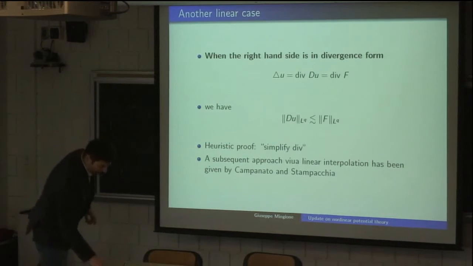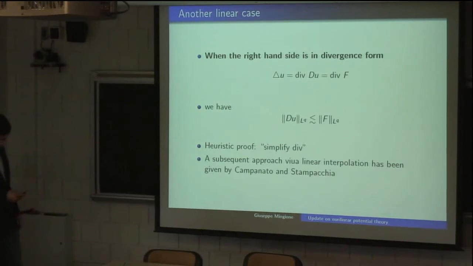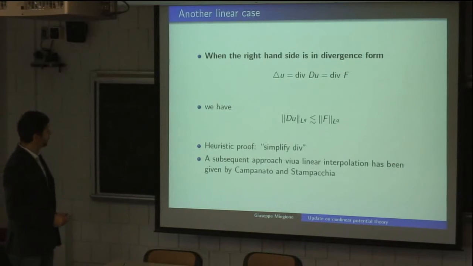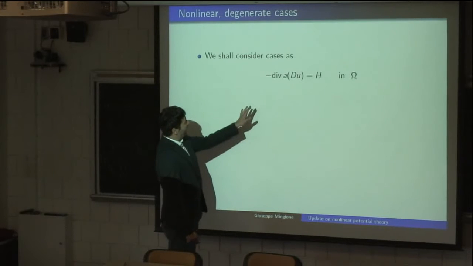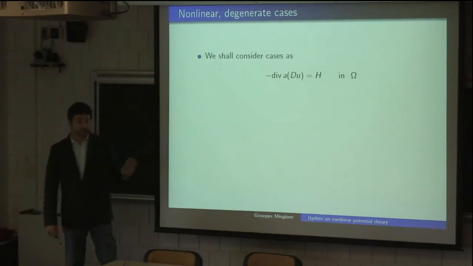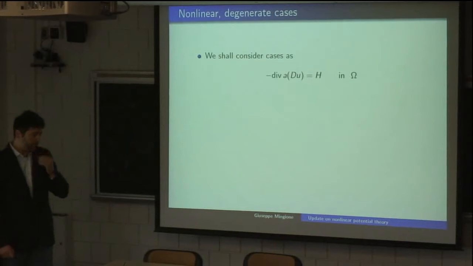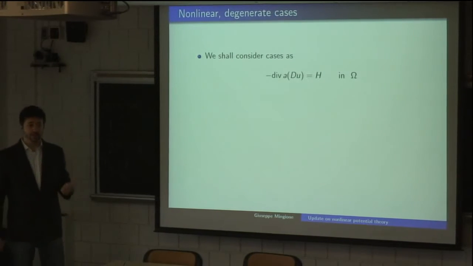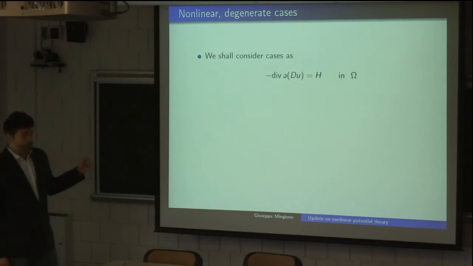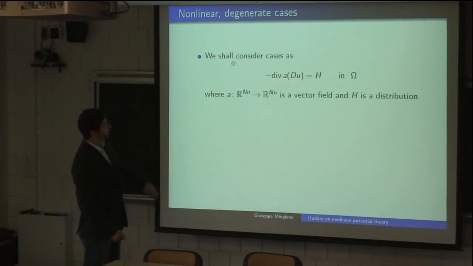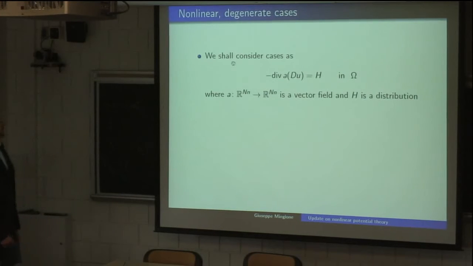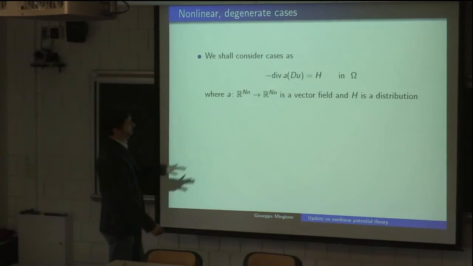This is as far as the linear theory is concerned. And now let me go to the nonlinear theory, and now we have to distinguish between two cases. I'm going to consider quasi-linear elliptic operators of this type. You can go also to fully nonlinear, but in general that is a more delicate situation, and also parabolic situations. But let me concentrate on this model case. So you have an operator in divergence form. I can also consider systems, and H is a general distribution.